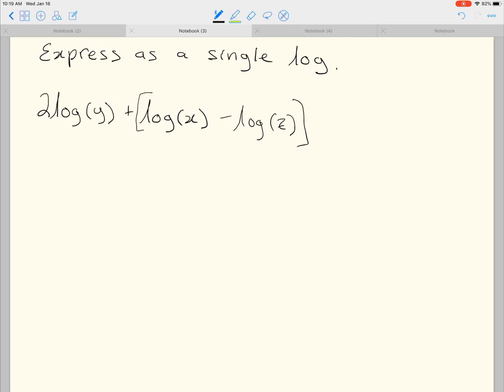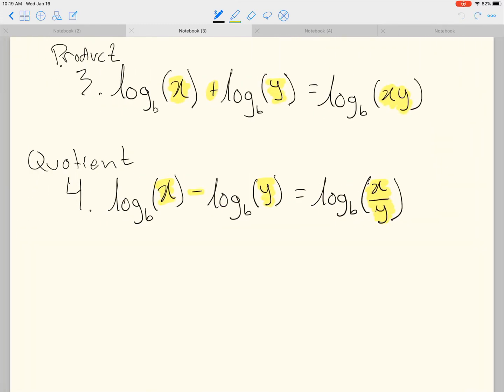So log of x minus log z, when we use the quotient rule, those two logs will compress into one log that looks like this. And then the 2 log of y, plus. Okay, so now we have, again, 2 logs, and they're separated by addition, so we want to use the product rule here.